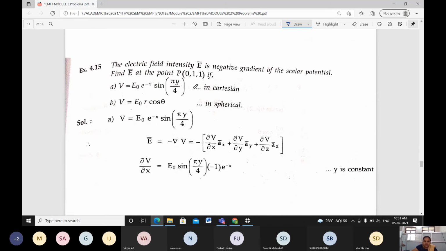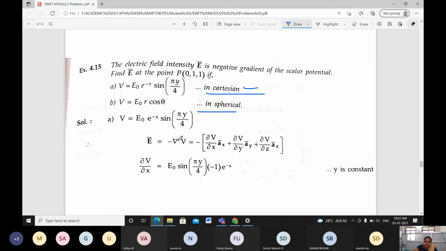Next, one more problem we'll take. The electric field intensity E is the negative gradient of a scalar potential. Find E at point P of 0, 1, 1 if V is equal to E naught e raised to minus x sine pi y divided by 4 in the Cartesian system, and V is equal to V naught r cos theta in the spherical system. First case, if I consider V equal to E naught e raised to minus x sine pi y divided by 4, what is E going to be?